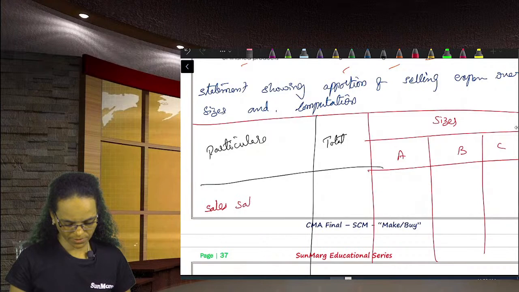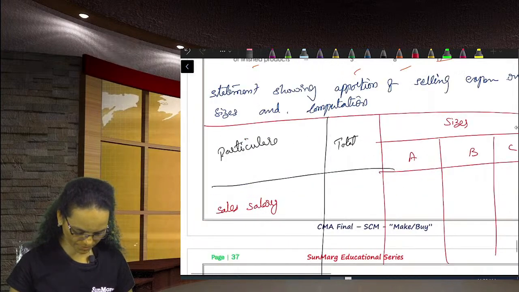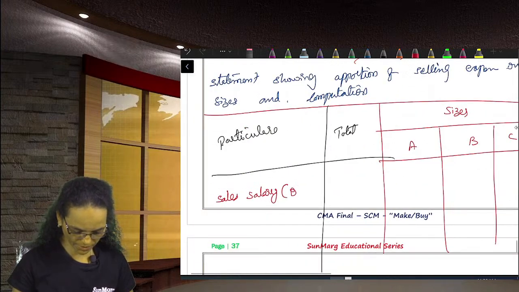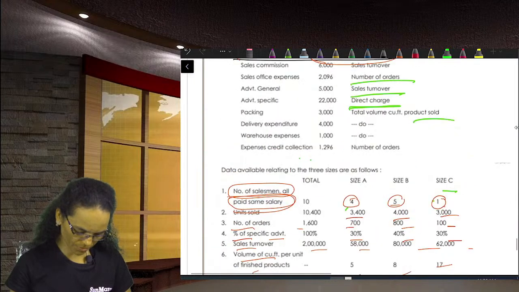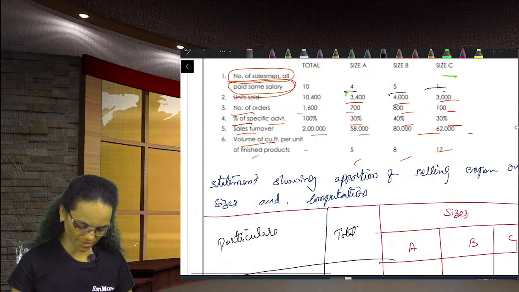Sales salary on the basis of direct charges, ratio 4:5:1.